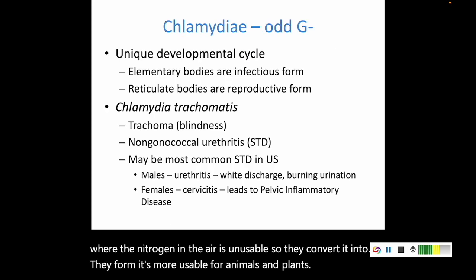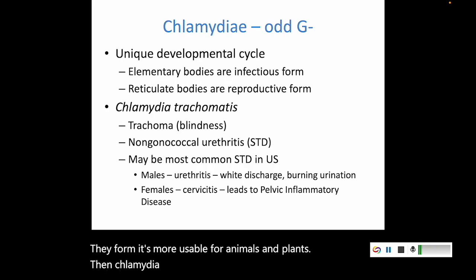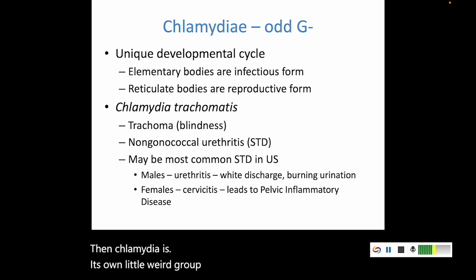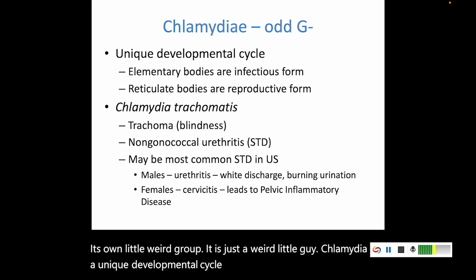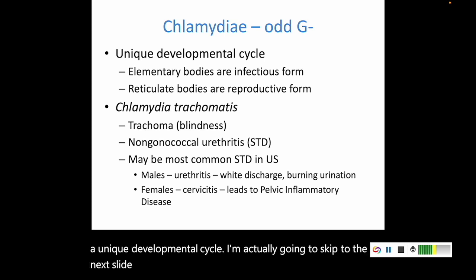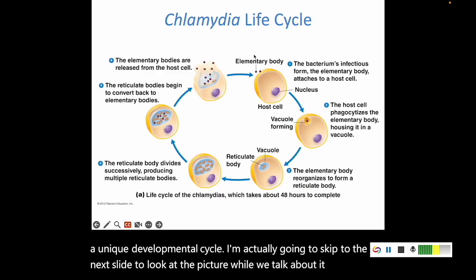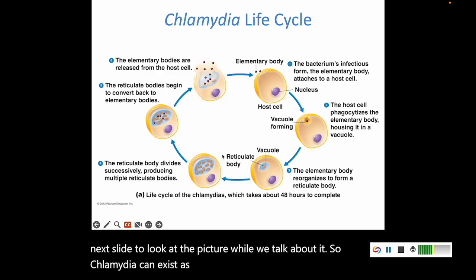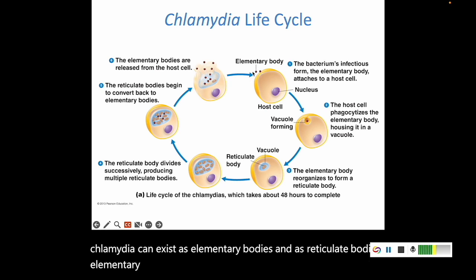Then Chlamydiae is its own little weird group. It is just a weird little guy. Chlamydia has a unique developmental cycle. I'm actually going to skip to the next slide to look at the picture while we talk about it. So chlamydia can exist as elementary bodies and as reticulate bodies. Elementary bodies are its infectious form. So as an elementary body, it's able here to infect the cell.